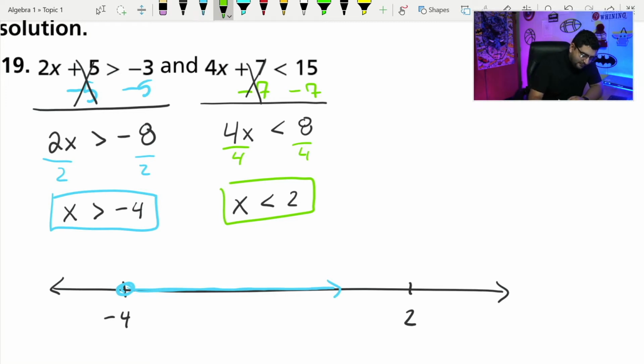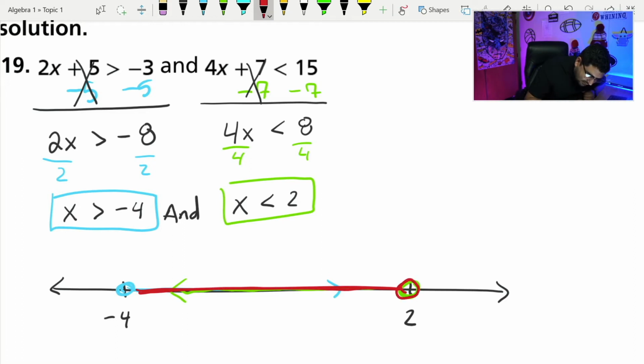X less than 2, so at 2 I'm also going to have an open circle. And now I'm going to go to the left. So I can see that the inequalities are actually going towards each other, which means that this inequality is an AND inequality. X has to be greater than -4 and x has to be less than 2. So this is the area where I can find solutions in between both these values, not including those endpoints. Again, remember those are open circles.